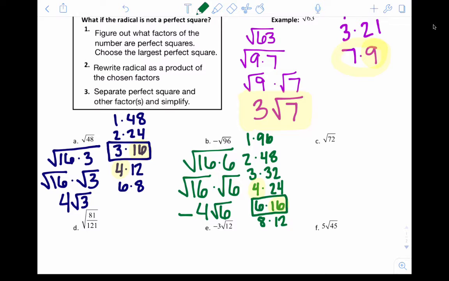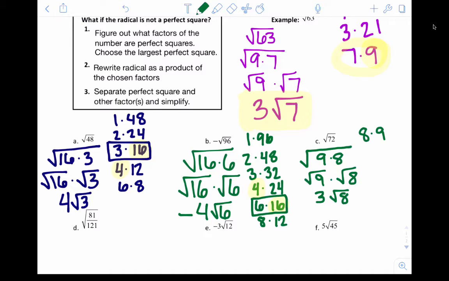Let's go ahead and try this without writing out the factors. So when I see 72, the first thing that comes to my mind is 8 and 9. I know 9 is a perfect square, so I'm going to try that out. So I'm going to write this as the square root of 9 times 8. Separate my 9 and my 8. Square root of 9 is 3, and then I have a square root of 8 tacked to the end of that.